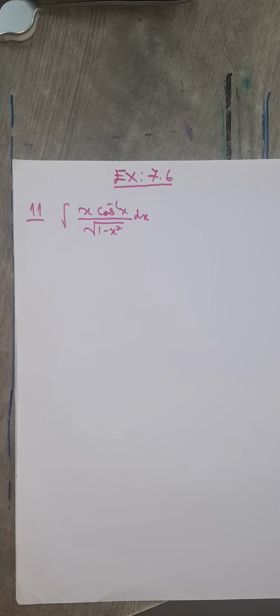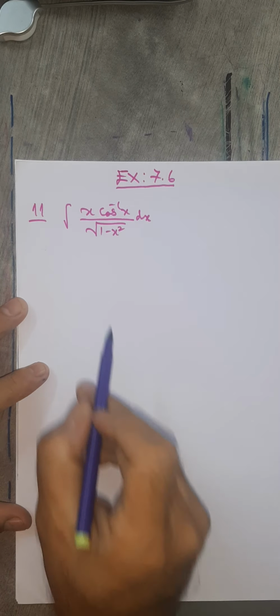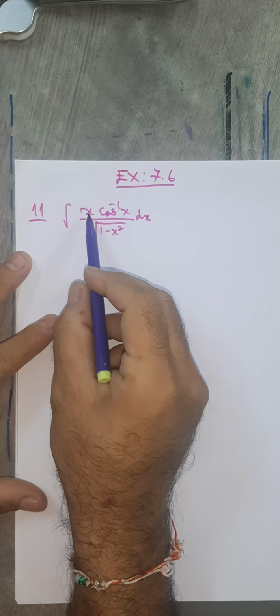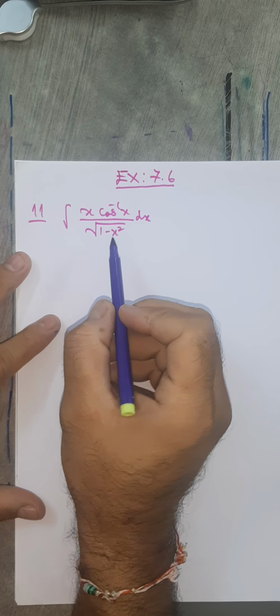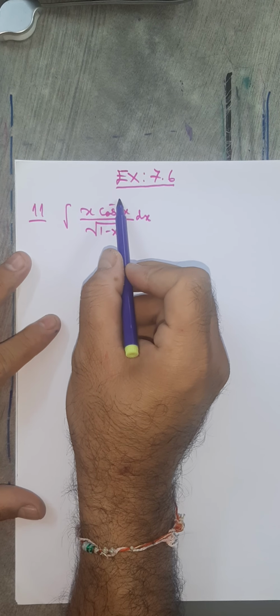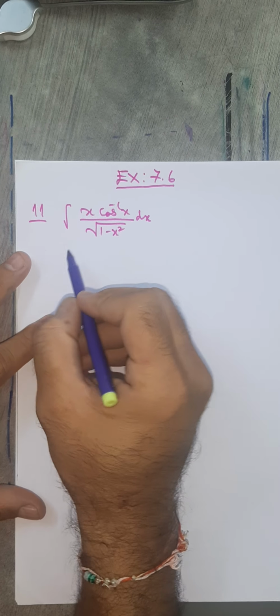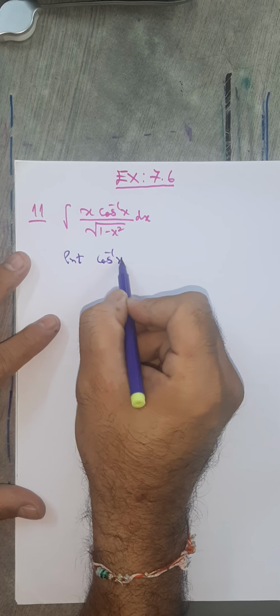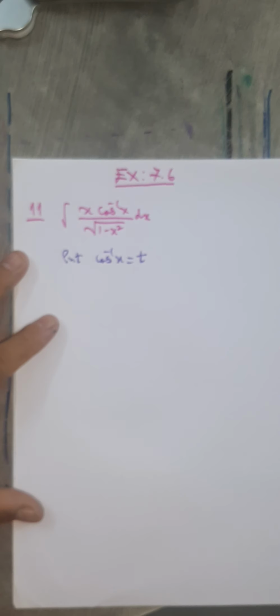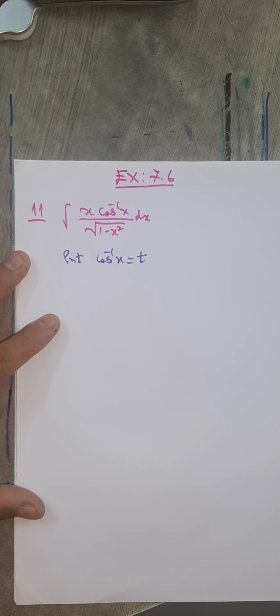So we continue with exercise 7.6, question number 11. x cos inverse x upon root 1 minus x squared. Here you must have noticed the derivative of this is already present here. So we take this as a substitution. Put cos inverse x equals t. Substitution, remember.